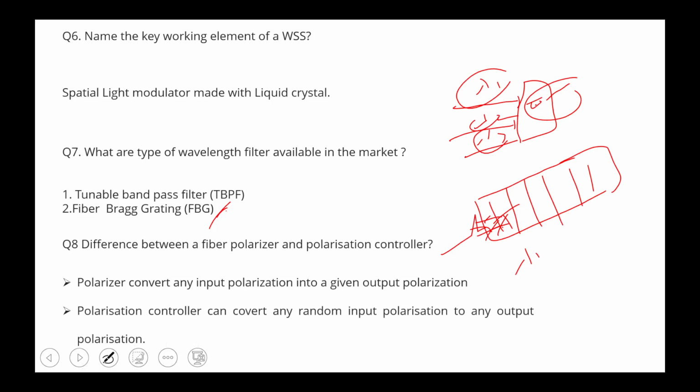So a polarization controller can convert any random input polarization to any output polarization. It is not fixed to one polarization. Whatever the random input polarization, we get a random output polarization. So these are the differences; these are two different components. Depending on your application type, you can use them during communication in optical fiber.